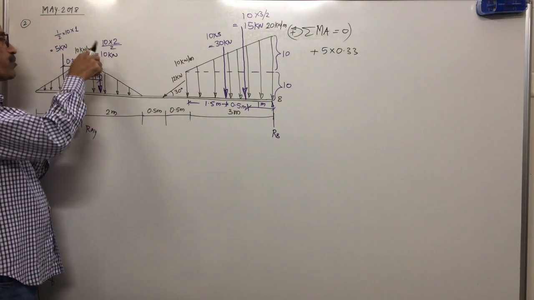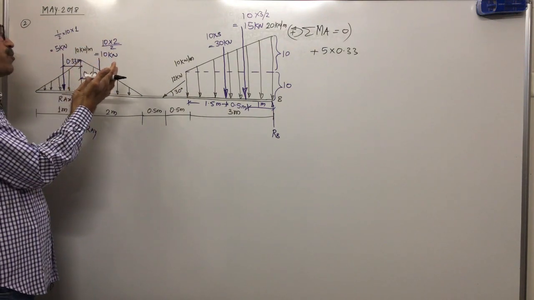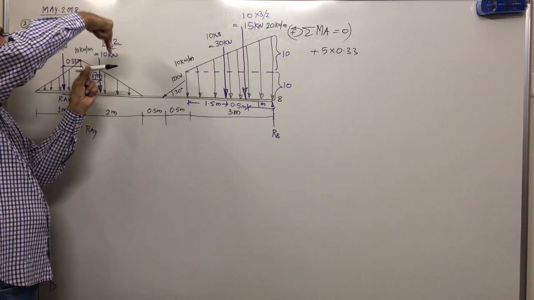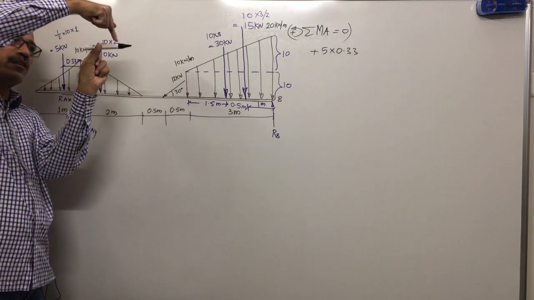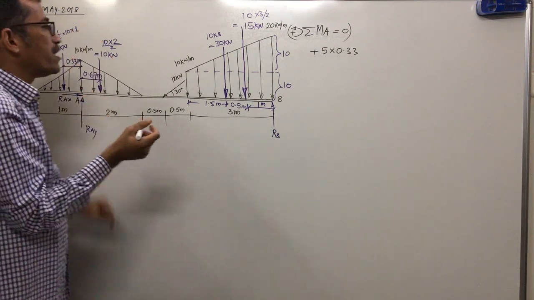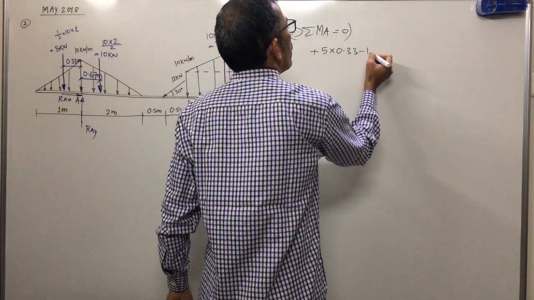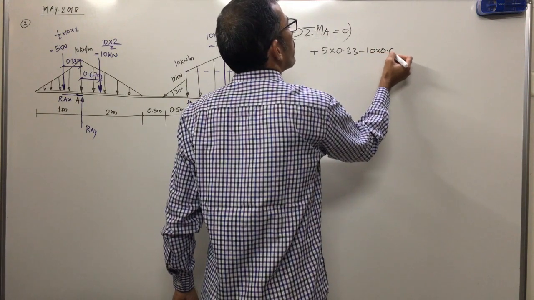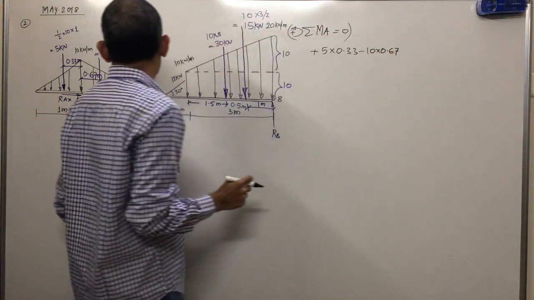Next, about point A, take the moment of 10. The force is on the right side. How will this bar rotate? Clockwise. Minus 10 into 0.67. Clear? Yes.